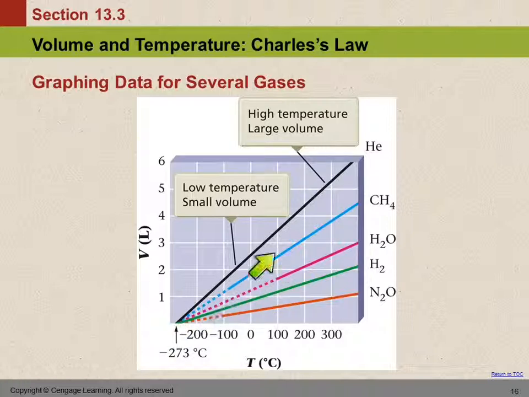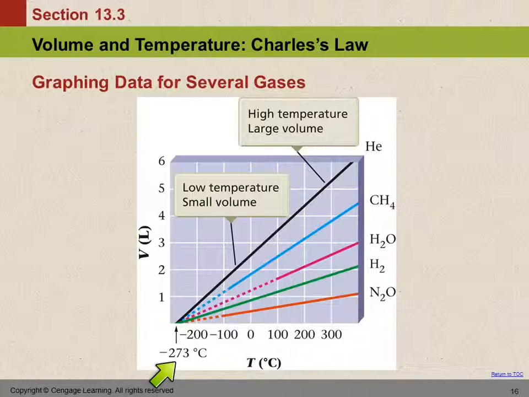What's interesting about all these lines? It's down here. They all intersect, right? They all come together at the same point. When you have something like that happen, it's usually significant. So they've taken these different gases, helium, methane, water, hydrogen, and dinitrogen monoxide. And when they graph these, it all comes together down here.